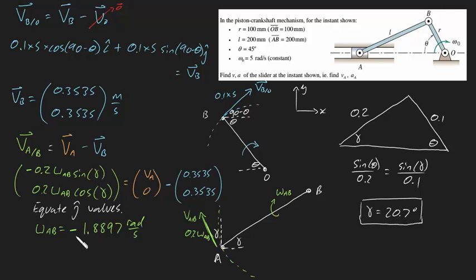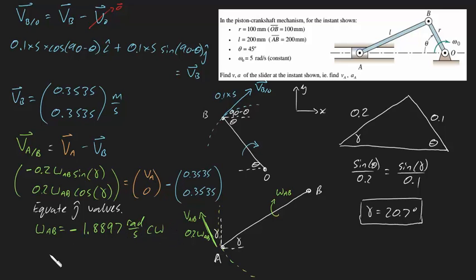Now this negative is important, right? First of all, we assumed that omega AB was clockwise, so we have to stick to that convention and say this is clockwise, but because it's negative, that just means that our assumption was wrong all along, and in fact, this thing is actually counterclockwise. Nonetheless, I'm still going to substitute our value of omega AB as negative 1.8897, right?